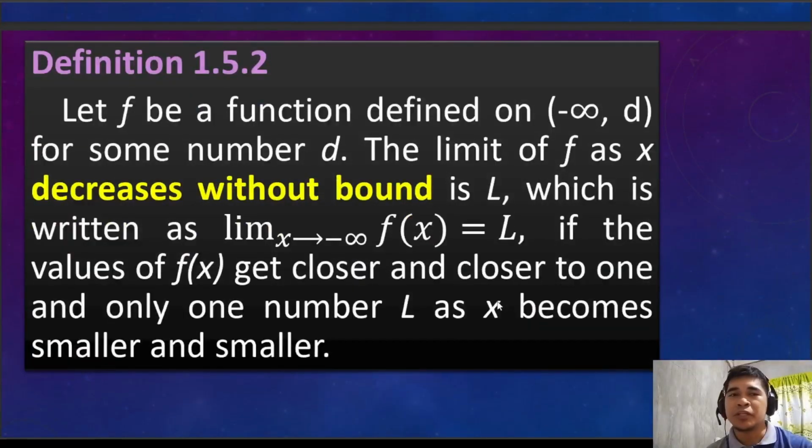And the other one, definition 1.5.2. Let f be a function defined on the open interval negative infinity and D, for some number D. The limit of f as x decreases without bound is L, which is written as limit of f of x as x approaches negative infinity equals L, if the values of f of x get closer and closer to one and only one number L as x becomes smaller and smaller.